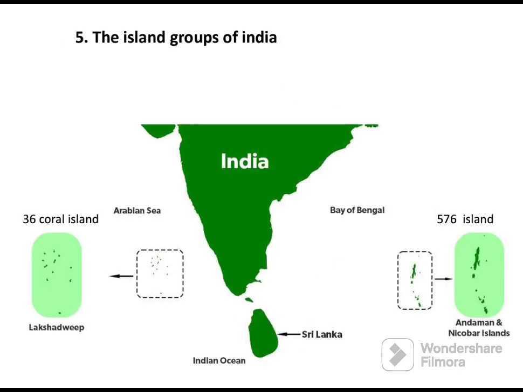And now the last but not the least, we have two major island groups. One is called Lakshadweep, a group of 36 small coral islands near the coast of Kerala in the Arabian Sea, and the other is the Andaman and Nicobar. It is a group of 576 volcanic islands located in the Bay of Bengal. One interesting fact about the Andaman and Nicobar islands is that the only active volcano of India, known as Barren Island, is located in Andaman and Nicobar.